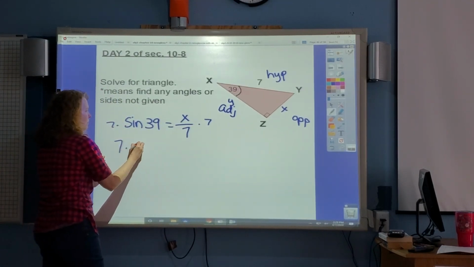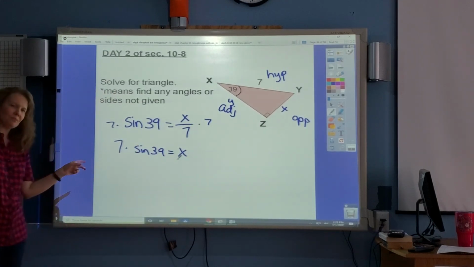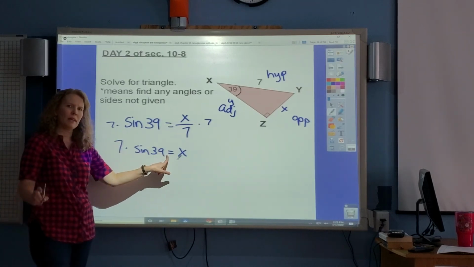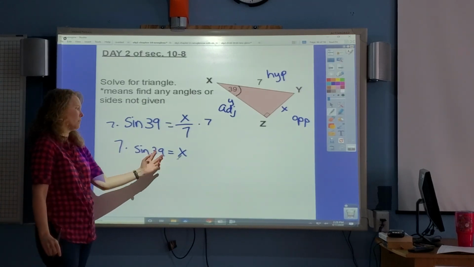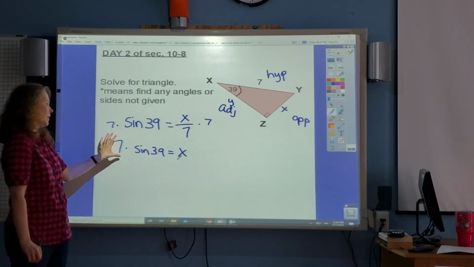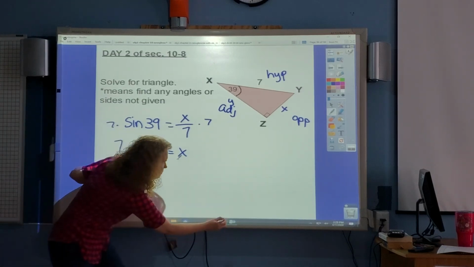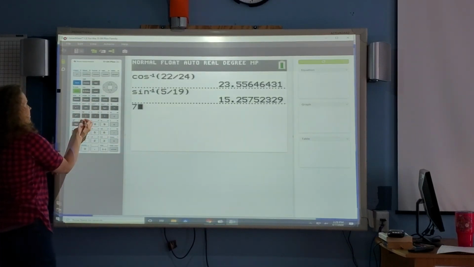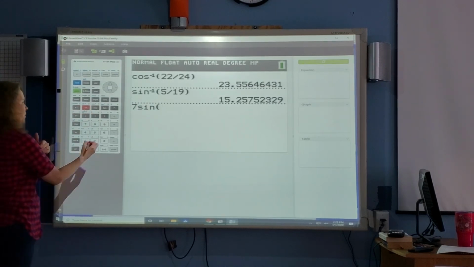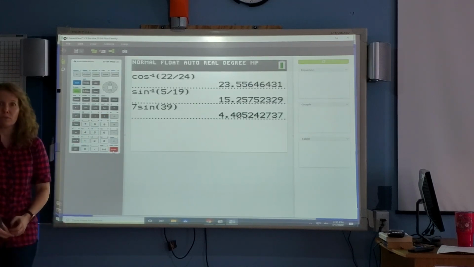So you're going to need to put this in the calculator just like this. I want to warn you, if you put the 7 on the back, that could be misleading because the calculator might multiply 39 times 7 and then do the sine. So I like any multiple to be out here in the front. So watch me when I go to my calculator. So 7, and then I'm going to do sine. And this time it's regular sine because we know the angle. And it was 39 degrees. Notice I closed it, and I'm getting 4.4.